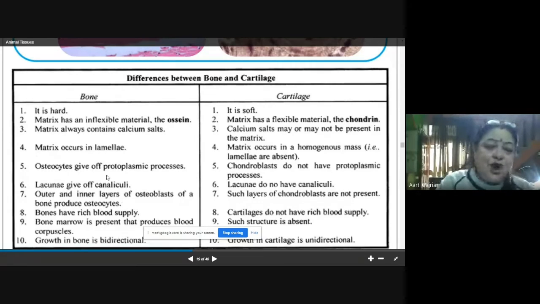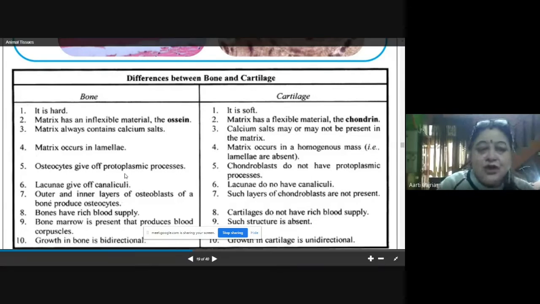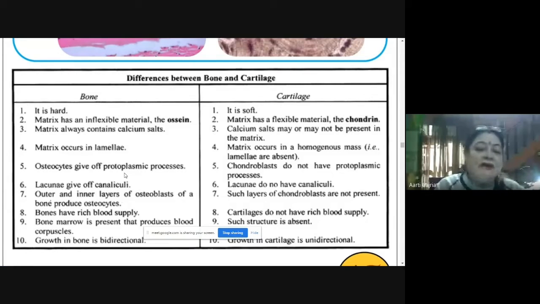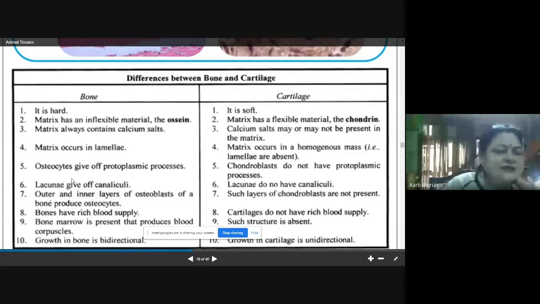Osteocytes give off protoplasmic processes. Osteocytes are the cells of the bone, whereas in case of cartilage, chondroblasts do not have protoplasmic processes. Now, lacuna gives off canaliculi, and bone has a rich blood supply, unlike cartilage.